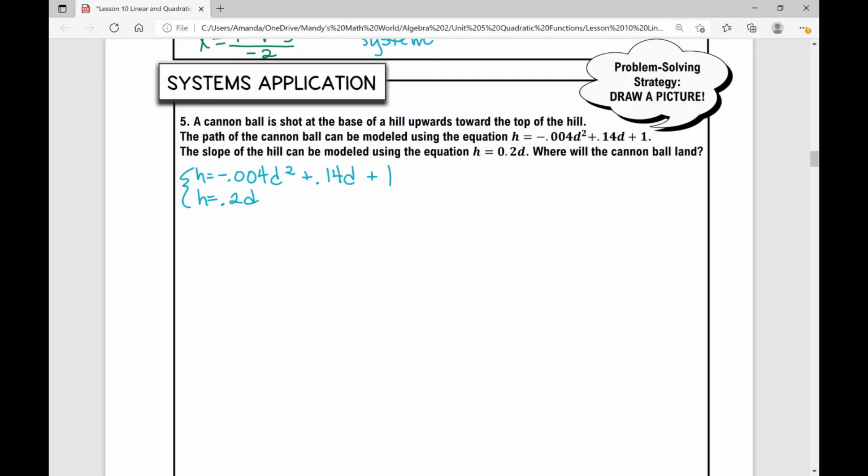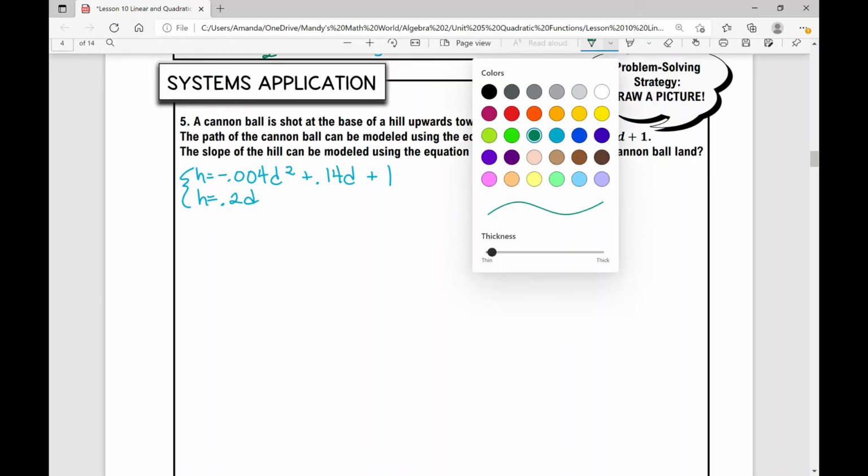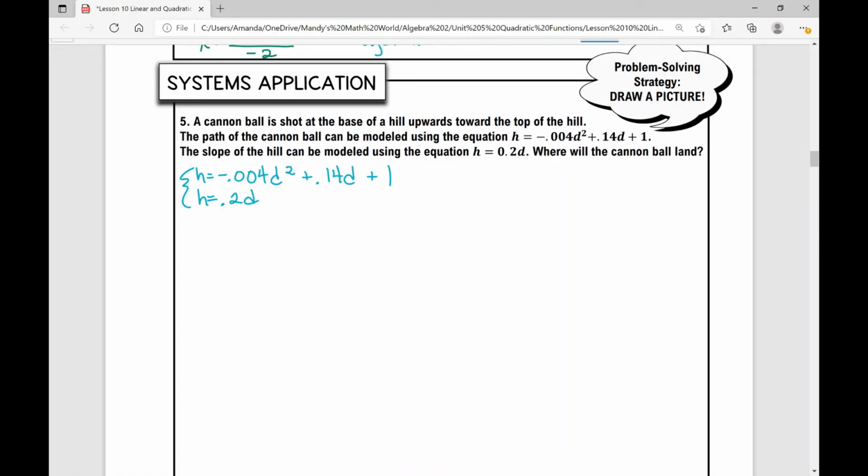This is the same type of situation as what we just encountered. I've got one equation that's in standard form, a quadratic, and one equation in slope-intercept form that is linear. We've just got different variables, but it's all in the same form. Instead of y, we have h. Instead of x, we have d. If you feel more comfortable using the x and y values, then replace them.